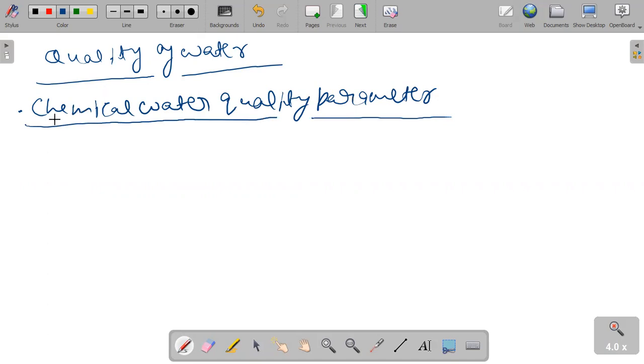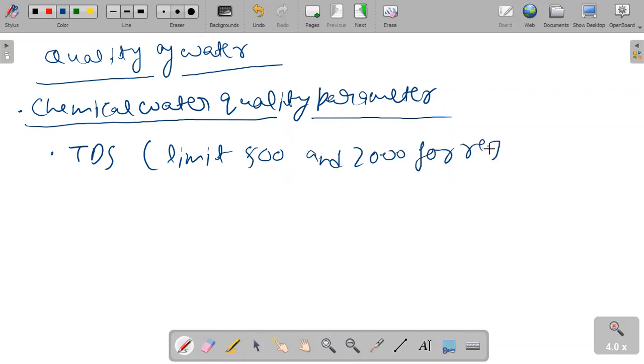First is total dissolved solids, or TDS. For this we have a limit of 500 for acceptance, and 2000 for rejection. Okay, this is TDS, total dissolved solids.